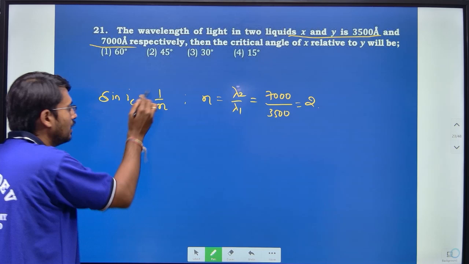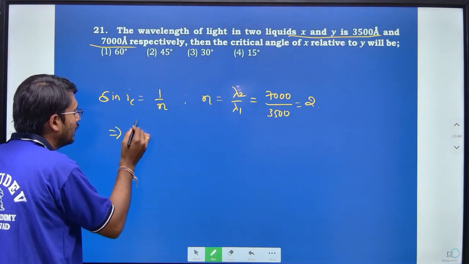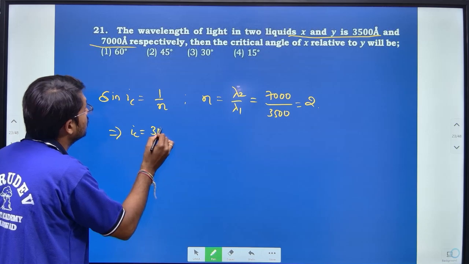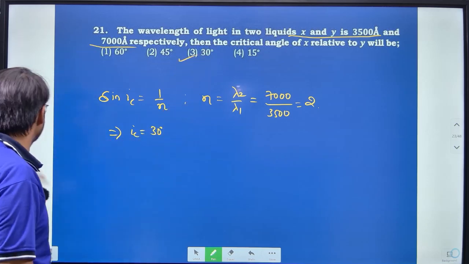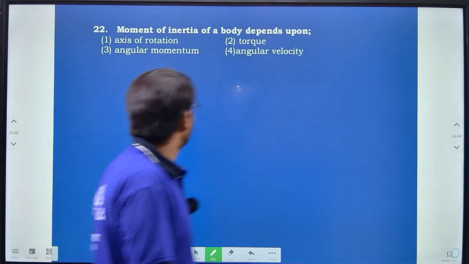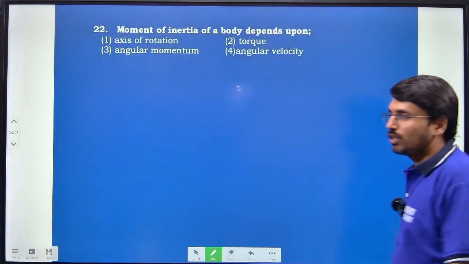Sin ic is 1 by 2 as a result. So when it can become 1 by 2, that is possible only when it is at 30 degree. So therefore option 3 is the right answer. Clear now? Fine. Next, moment of inertia of a body depends upon what?